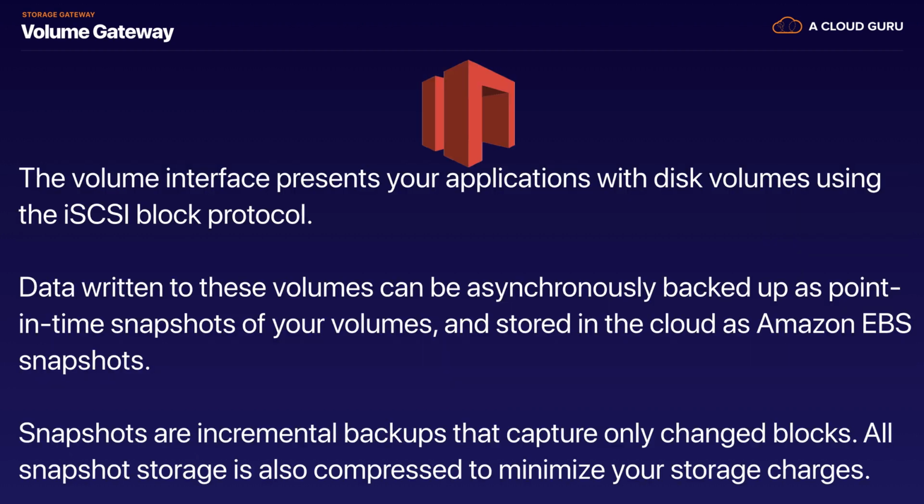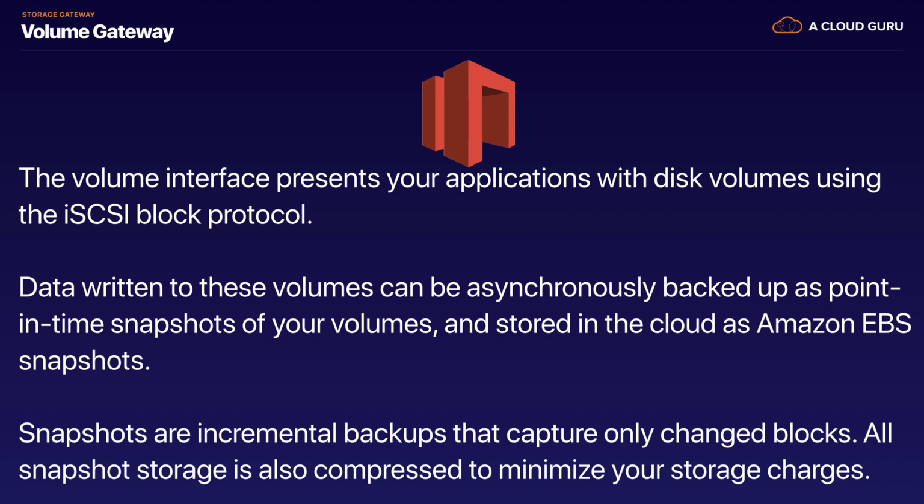Volume Gateway basically presents your applications with the iSCSI block protocol. So basically you can use virtual hard disk drives, and data written to these volumes can then be asynchronously backed up as point-in-time snapshots of your volumes and stored in the cloud as EBS snapshots. And the snapshots are incremental backups that capture only changed blocks, and all the snapshot storage is also compressed to minimize your storage charges. So Volume Gateway basically is a way of storing your virtual hard disk drives in S3, and it looks like EBS snapshots.